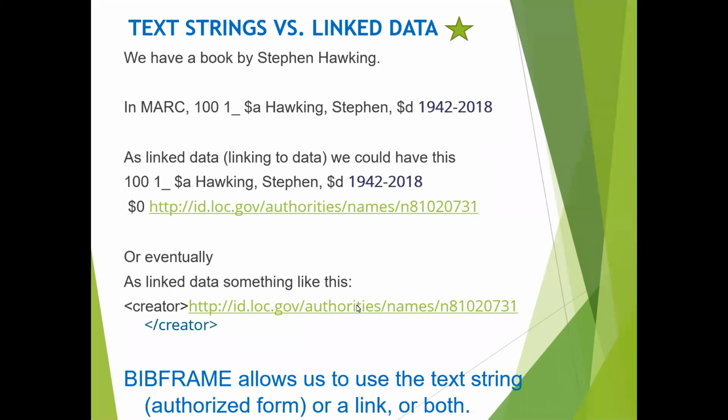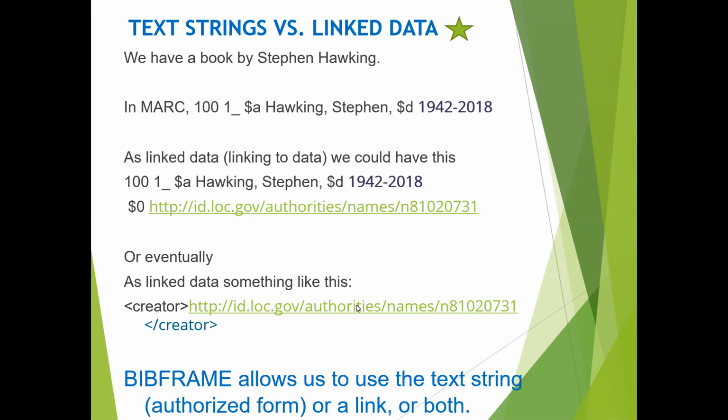BIBFRAME, by default, by its best practices, allows us to use the text string. That would be Hawking, Stephen, using the authorized form from the authority file. It allows us to use that, or a link. That would be something down here like just the link as I've done it, or both, which is currently what we're starting to see in MARC records.